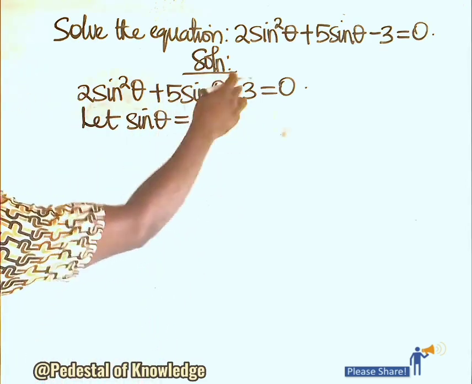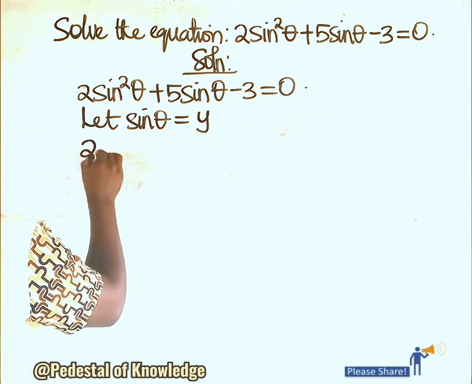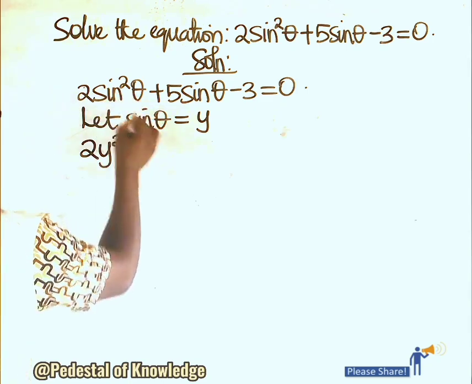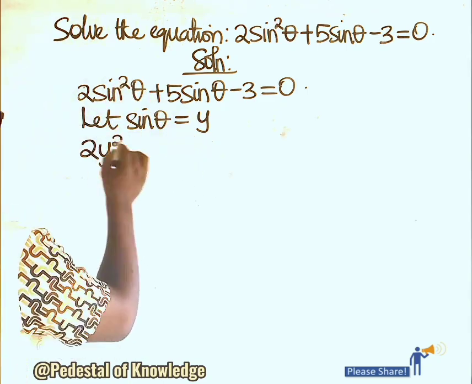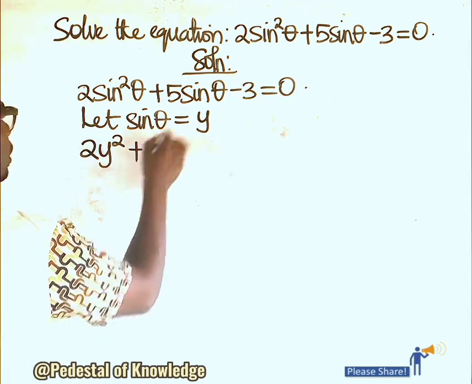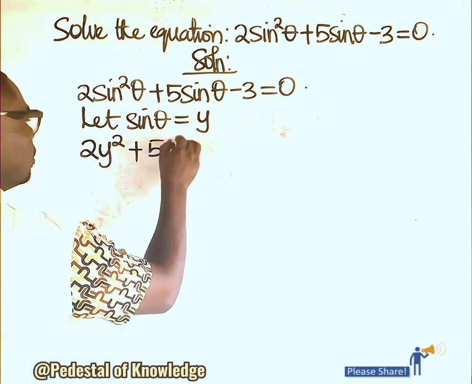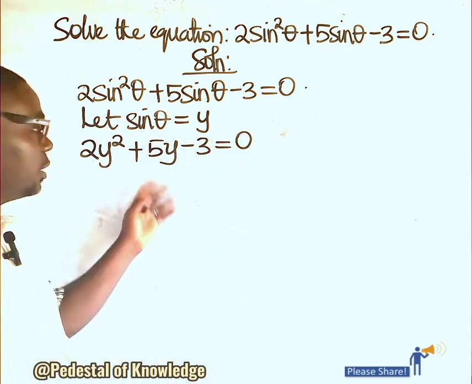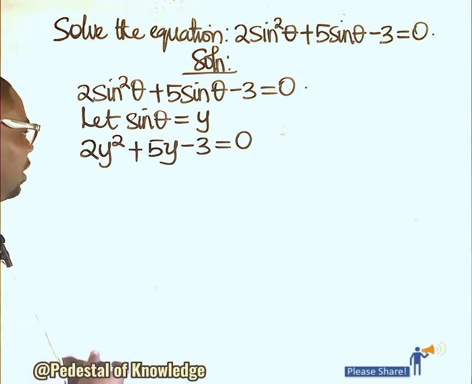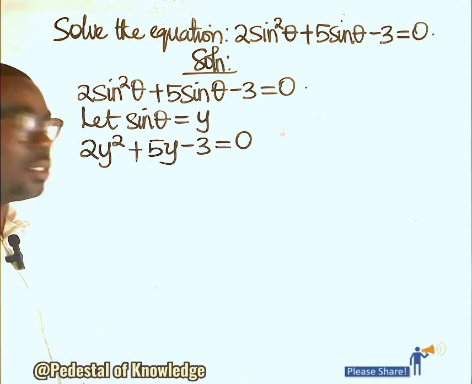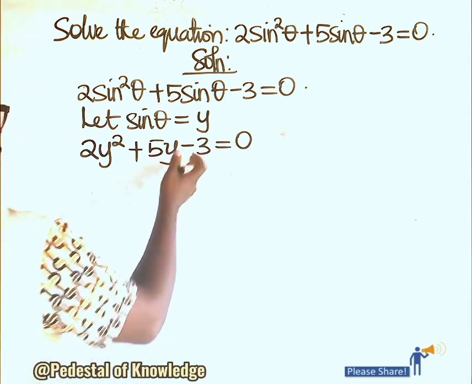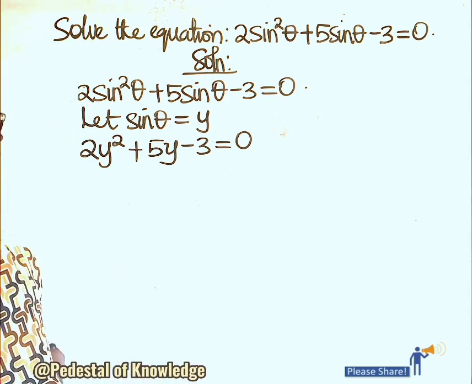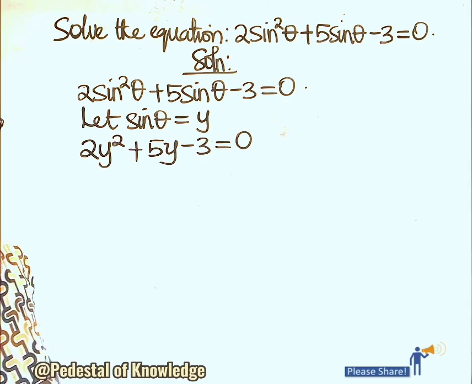So this equation becomes 2y squared. Because here we have sine theta is equal to y, so sine squared theta is equal to y squared. So plus here becomes 5y, then minus 3 is equal to 0. This now becomes a quadratic equation. So we now solve it using any of the methods. Let's try factorization method. So in that method, we have 3 times 2 is equal to 6. So now the factors of 6 are 6 and 1, then 3 and 2. Let us try 6 and 1.